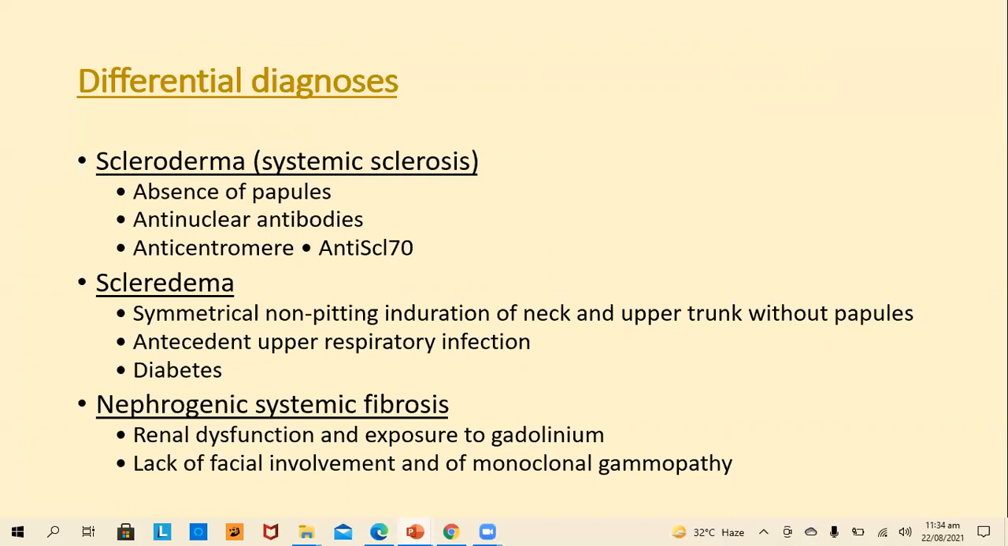Then nephrogenic systemic fibrosis is a secondary mucinosis due to renal dysfunction and exposure to gadolinium. Lack of facial involvement and monoclonal gammopathies are both against the diagnosis of scleromyxoedema.